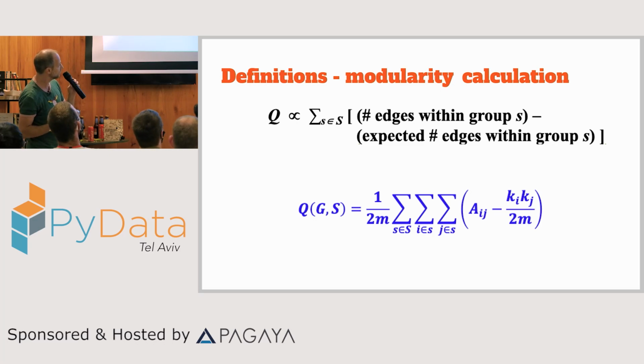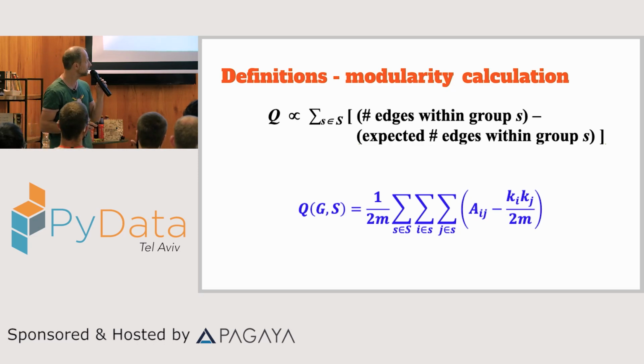So another way to think of modularity is the second formula, the blue one. Given a graph and a disjoint group of communities, we'll go over all the communities and all the nodes in these communities, and we'll set Aij to be the number of edges between node i and node j, and subtract the expected number.